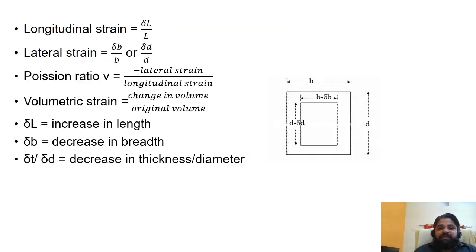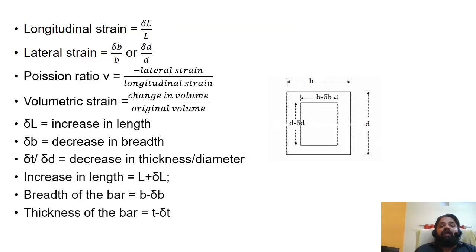Now to differentiate, since we started with a circular object and we are now discussing a rectangular object, T and D have been introduced. There should not be any confusion on that. Now the increase in length: since it is extending in the x direction, the length direction, it will increase. So whatever the initial L was, the final length is L plus delta L. Similarly, the breadth and thickness have been reduced. We took B minus delta B and T minus delta T.